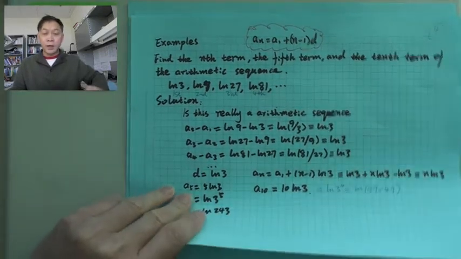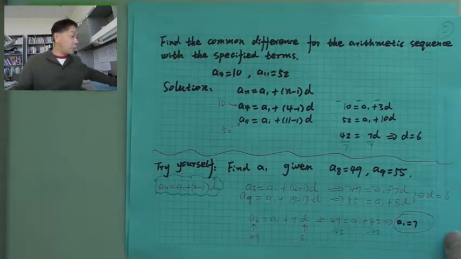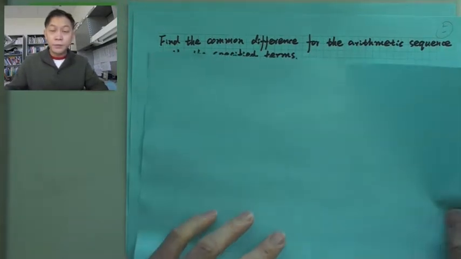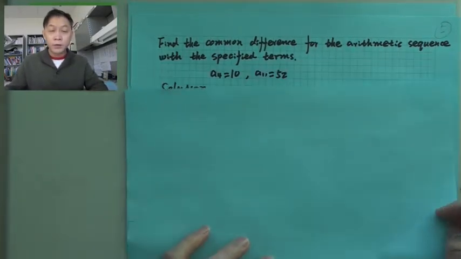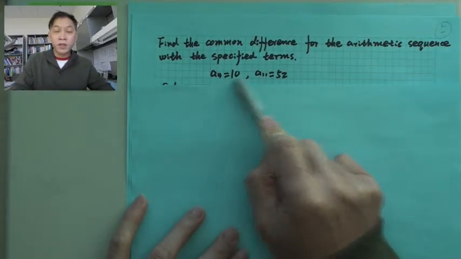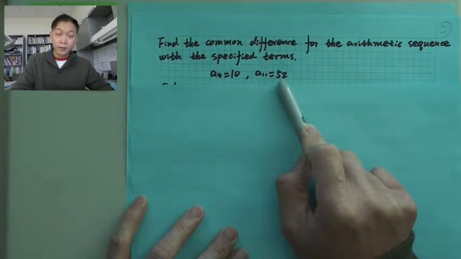Okay? Now, let's look at another example. Another example is that we are given a 4, the 4th term, and the 11th term.